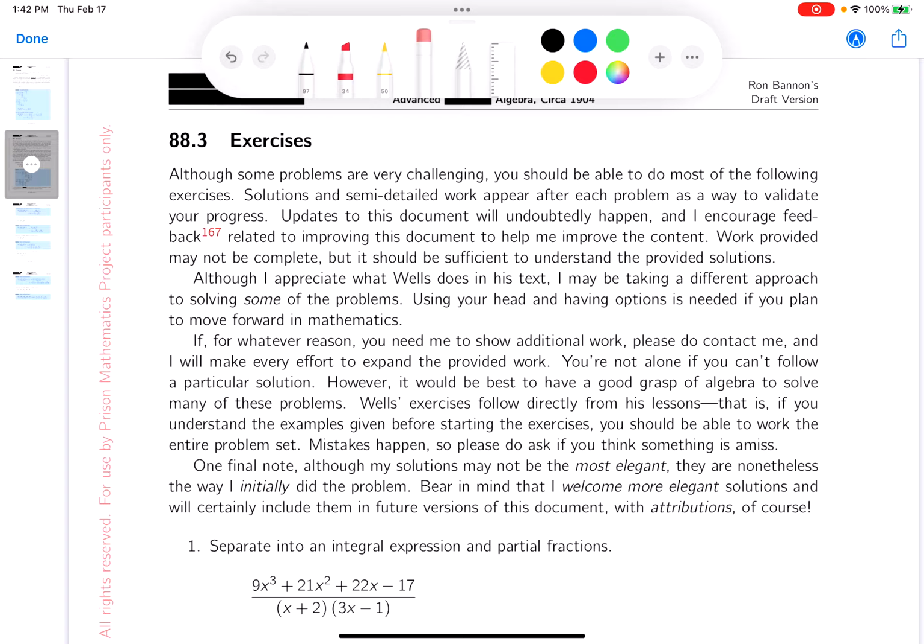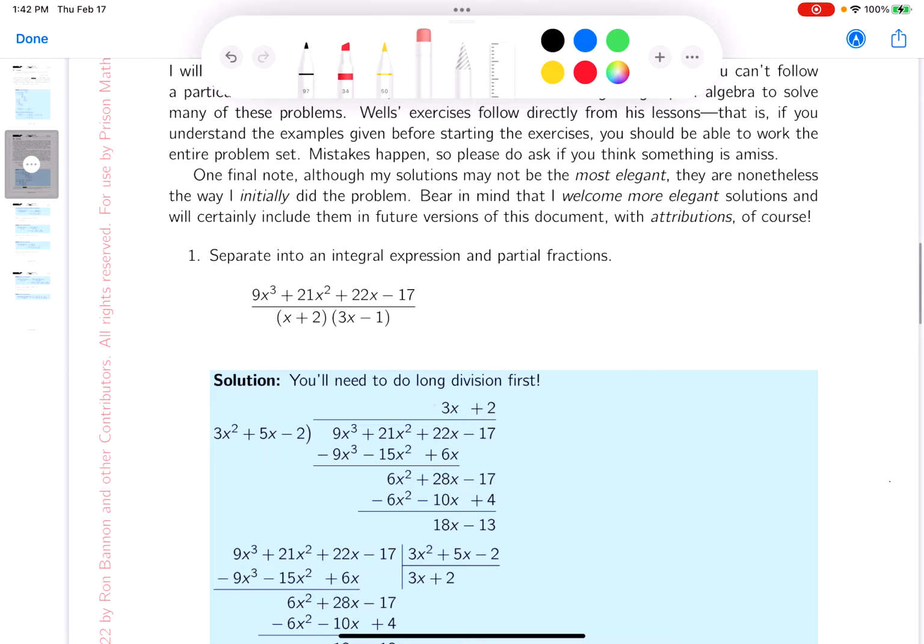Okay, we're in section 8.3. These are the exercises, and I'm going to do one problem at a time. So, for example, in this one the degree of the numerator is greater than or equal to the degree of the denominator. Our suggestion is to start off with a long division, all right? So if I do a long division on it, I want to write down what I mean by that.